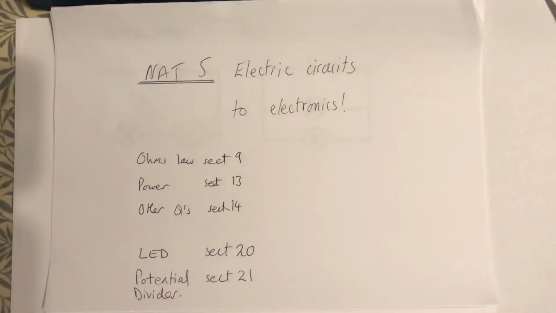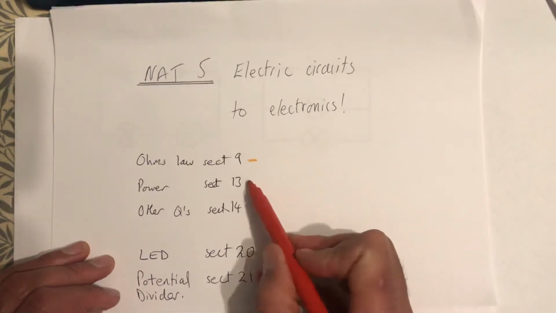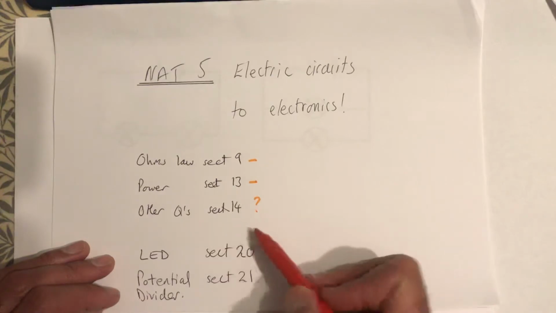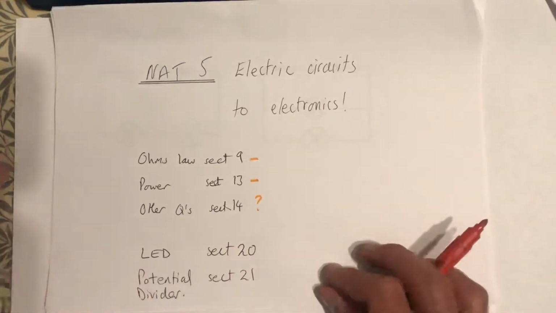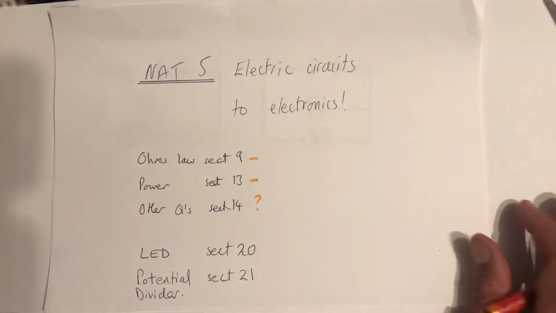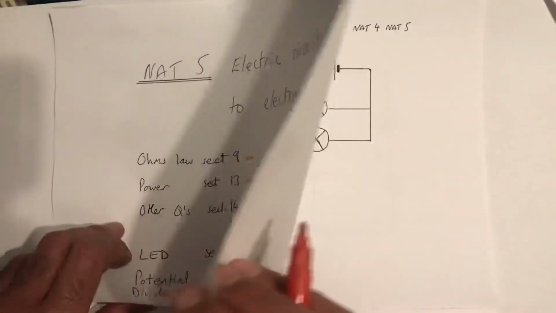Okay, just a few National 5 electric circuits things that I'd like to discuss with you. And if I do it as a video, I'm hoping you can access it as you need to. Now, some of you have still got to work on Ohm's law, some work on power, section 13, and then there's some interesting challenging questions in section 14. But the bits that I want to really discuss with you and try and explain are outwith that. They're really things like LEDs and potential dividers, which I think are a little bit more confusing.